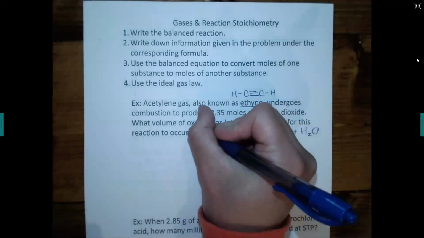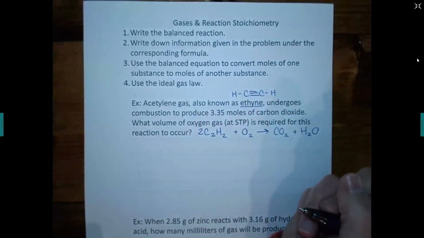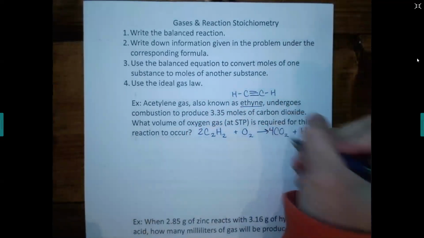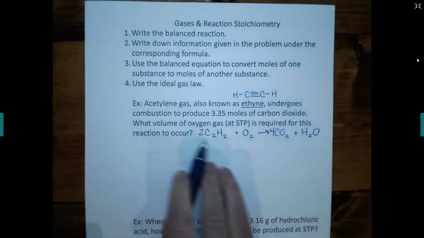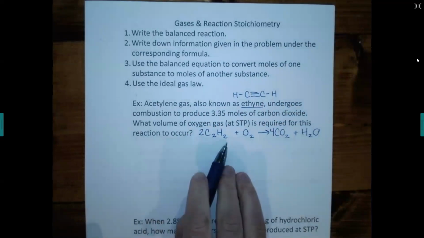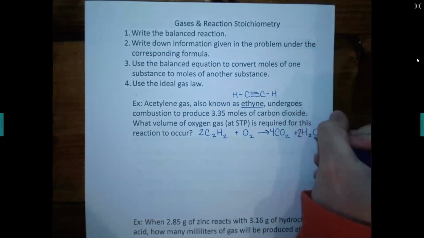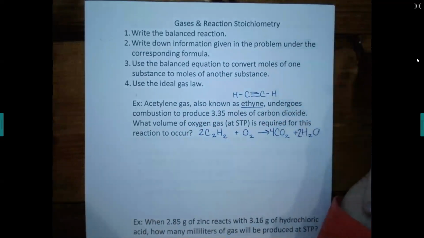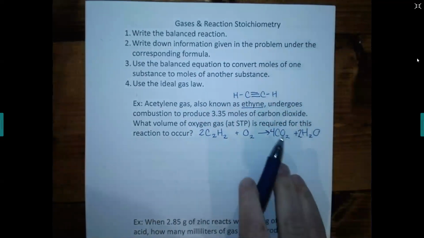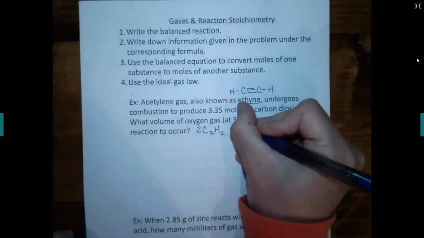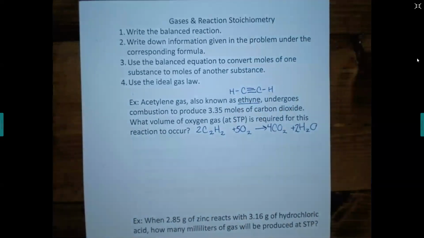So I'm going to put a 2 in front of ethine. That gives me 4 carbons. So I'll put a 4 in front of this carbon. 2 times 2 hydrogens gives me 4. So I'm going to put a 2 in front of water. Now I have 4 hydrogens. And then for my oxygens, 4 times 2 is 8, plus 2 is 10. So I need a 5 in front of my oxygen. All right, so now the equation is balanced.